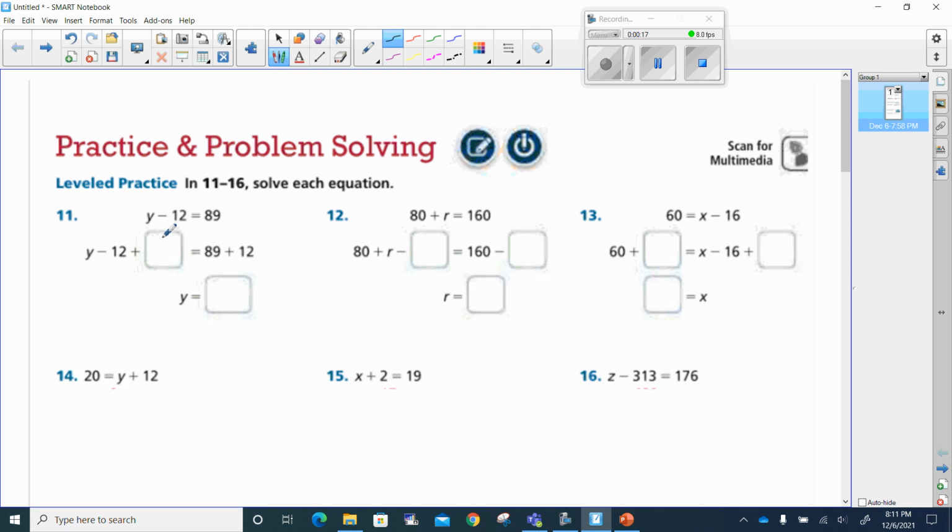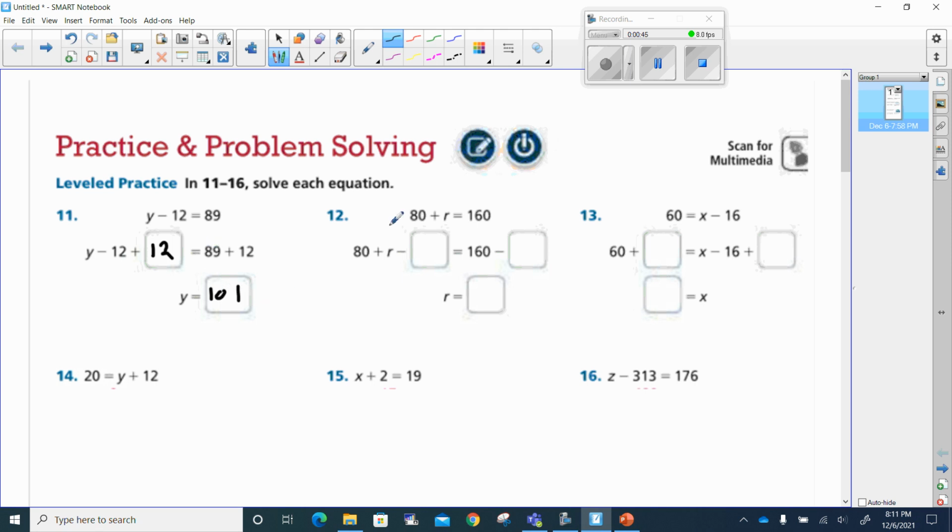I see I have a negative 11 over here. The only way to get rid of a negative 11 is with a positive 11. Whatever I add to one side, I add to the other side. And that's where this positive 12 came from. And 89 plus 12 is going to give me, well, I'm thinking 101. All right, 9 plus 2 is 11. Carry the 1 makes 9, 10.